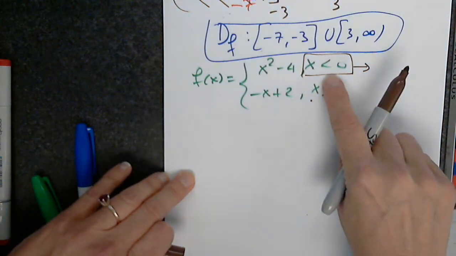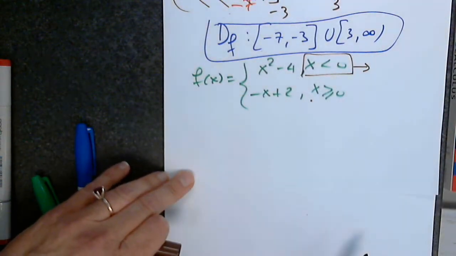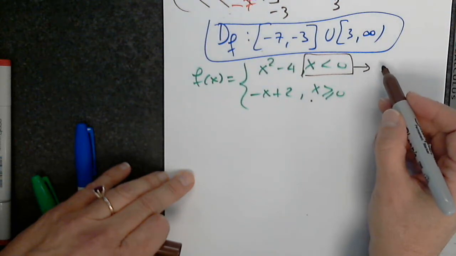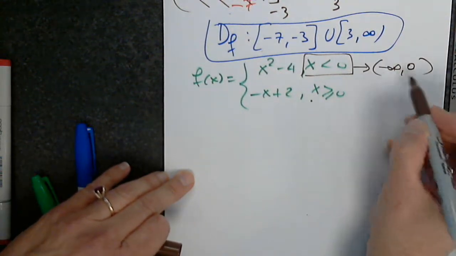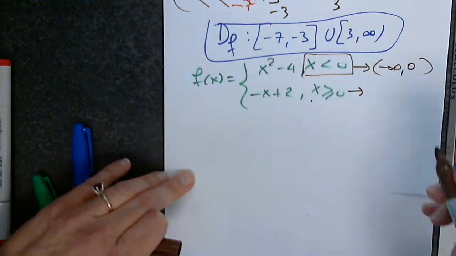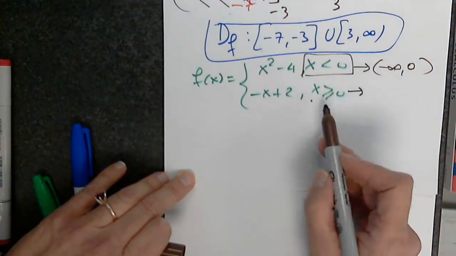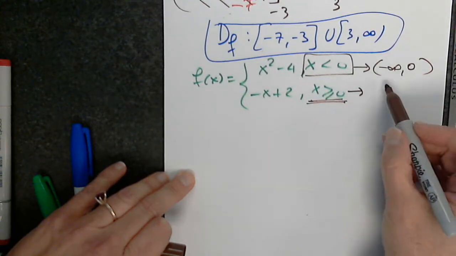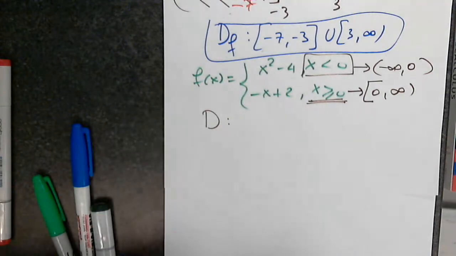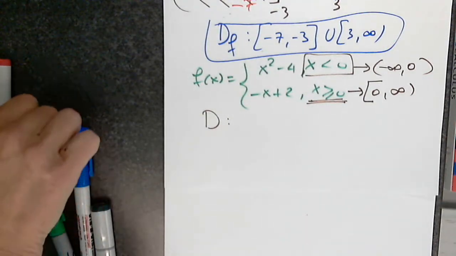In interval notation, I want a translation for this. You only want the -infinity to 0. Excellent. I want a translation for this, in interval notation, please. 0 to infinity. Very good. Now I would like anyone to establish the domain for this function, please.